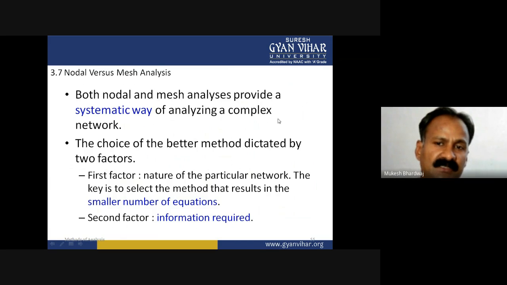Both nodal and mesh analysis provide a systematic way of analyzing a complex network. The choice of the better method is dictated by two factors. First factor, nature of the particular network. The key is to select the method that results in a smaller number of equations. Second factor, information required.